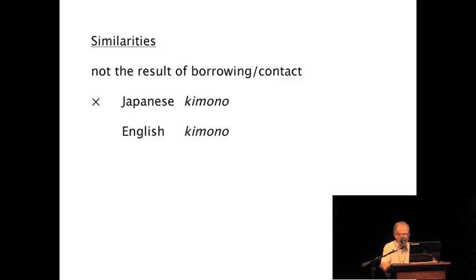You also, of course, need to be careful, and this is actually the hardest part, of similarities that might be the result of borrowing, of contact. So two languages come into contact, they borrow features from one another, they will therefore develop similarities that are not the result of common ancestry. This is a trivial example, so the Japanese word kimono and the English word kimono. We're not going to use those to try and establish that Japanese and English have a single common ancestor.